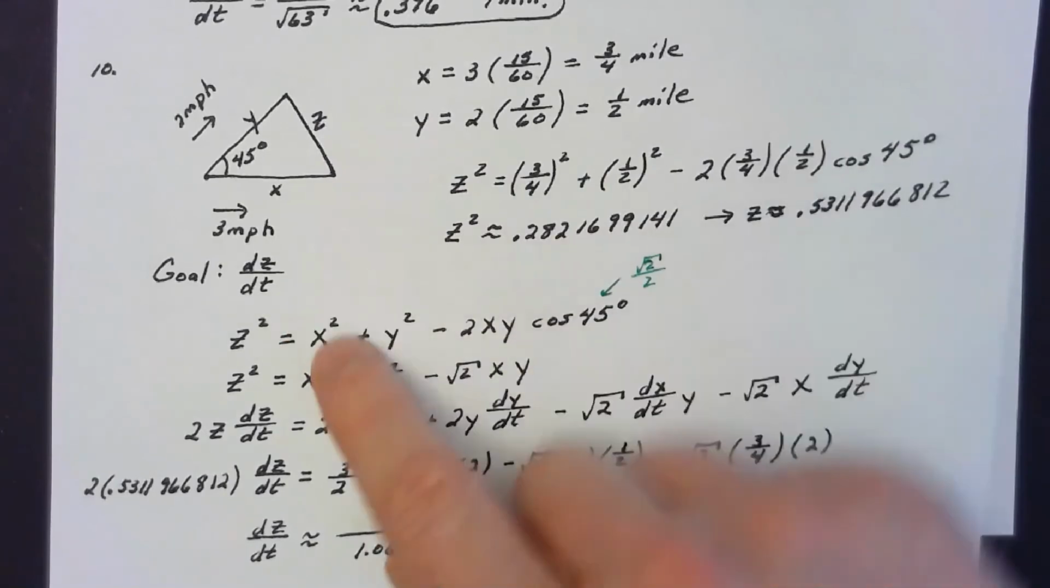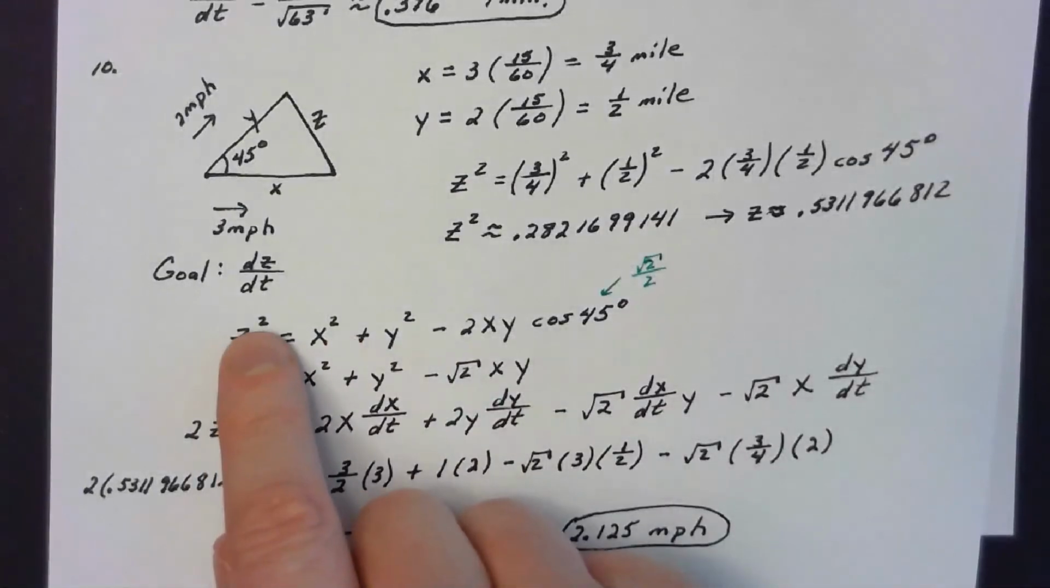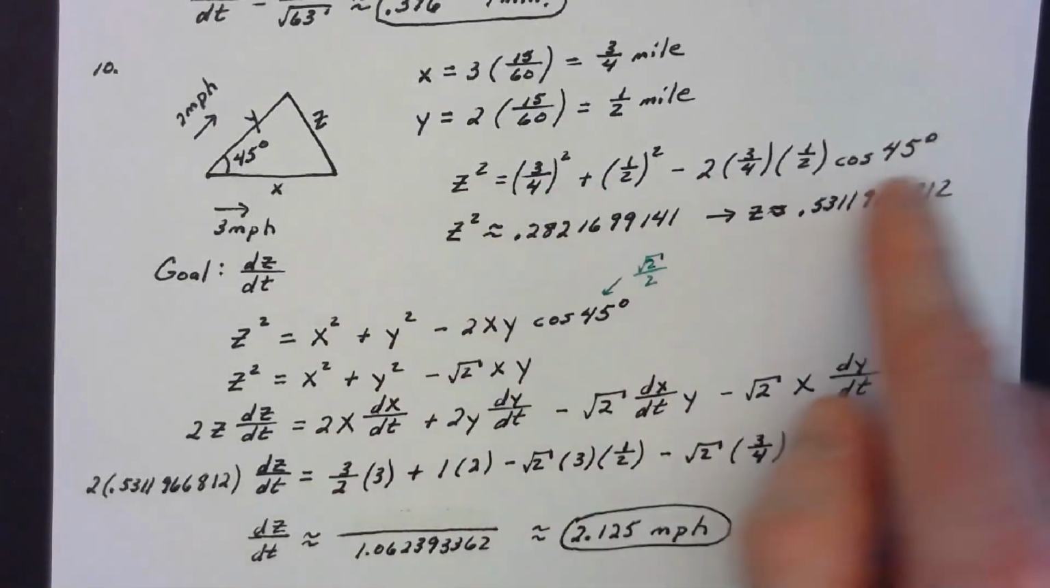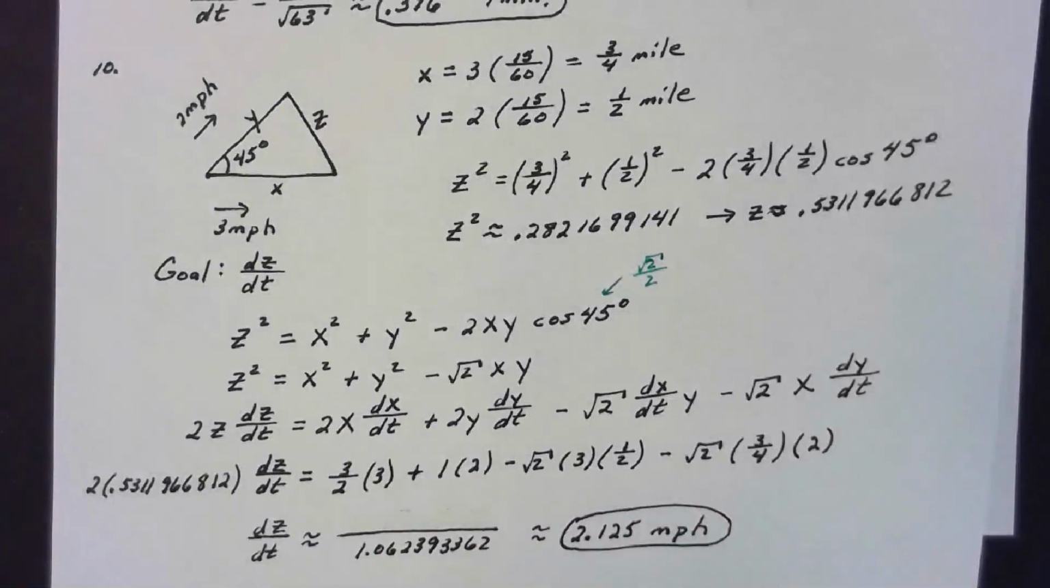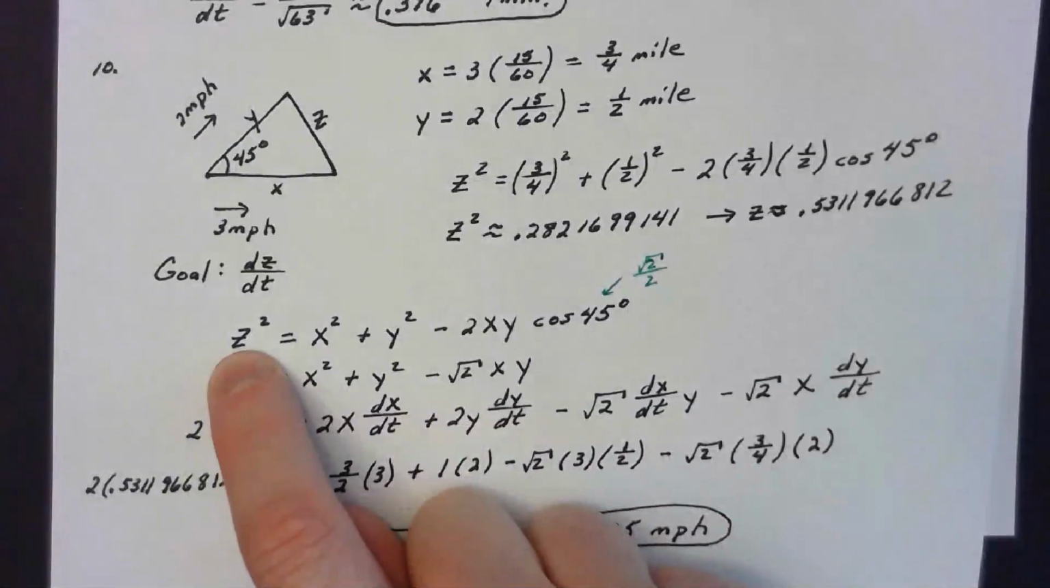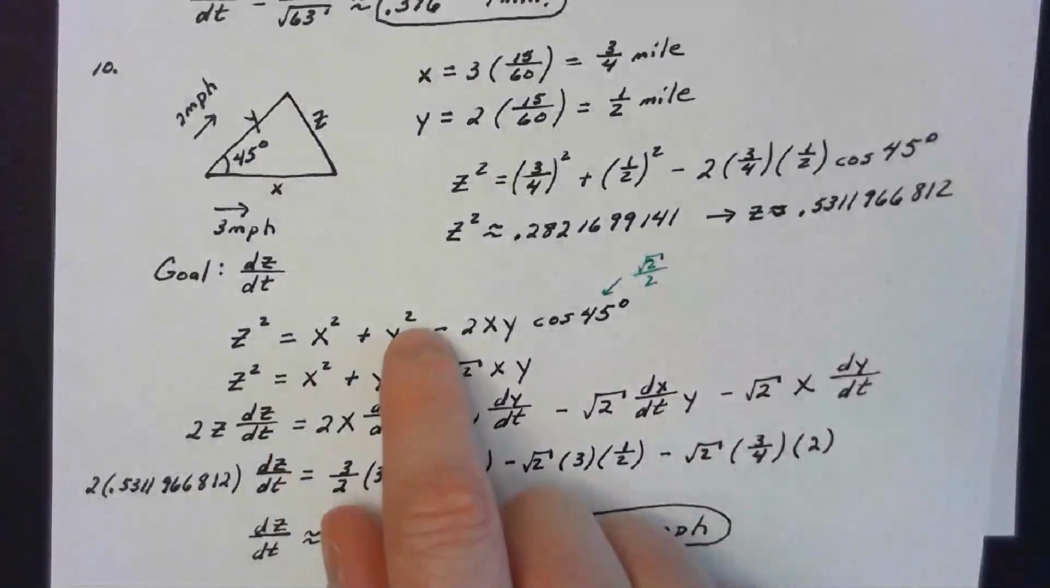Well, let's find it. I use the exact same equation. Now I need to remember, unlike what I did up here where I just plugged everything in, now anything that varies must stay a variable. So you say, well, the distance z is varying. The distance x and y, they are varying, so they have to stay a variable.